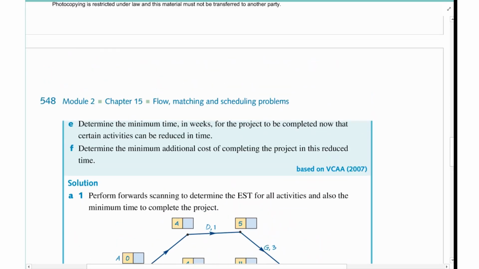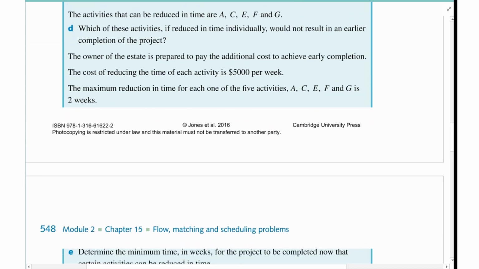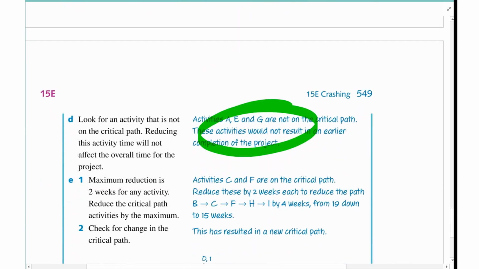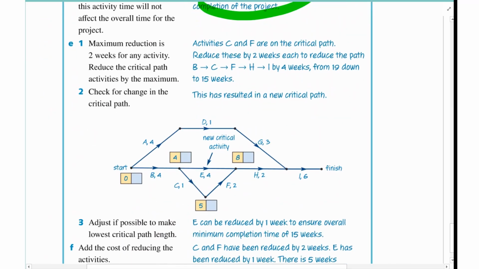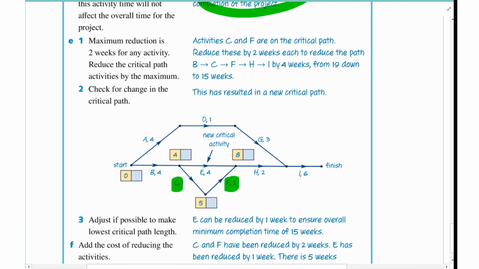In E, the maximum reduction we can do to A, C, E, F, and G is 2 weeks. So we can't do more than 2 weeks on each of them. We reduce the critical path activities by the maximum. C and F are on the critical path. We saw that A, E and G aren't, so you're not really going to want to change those at the moment.